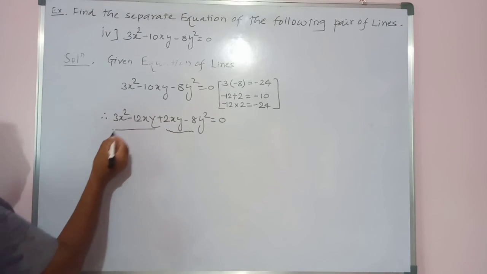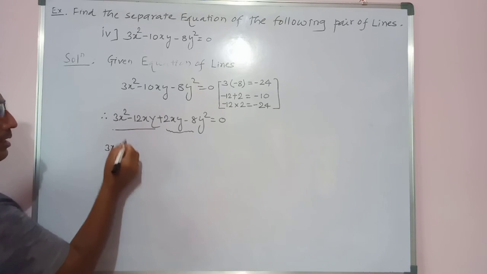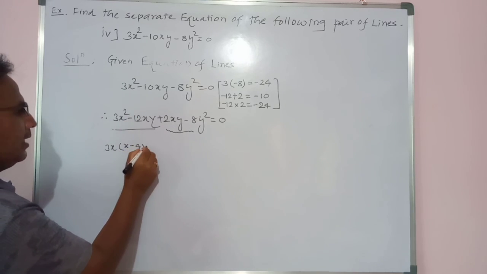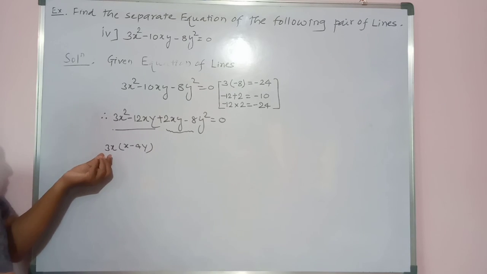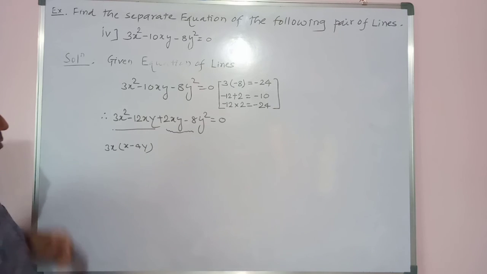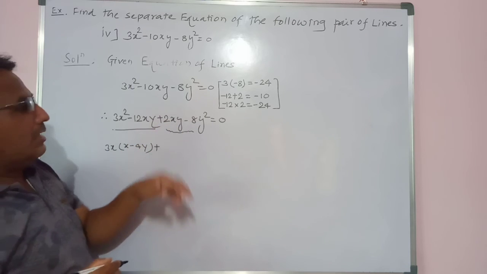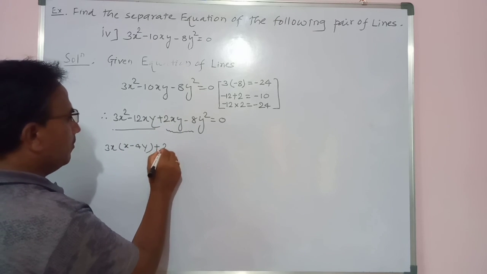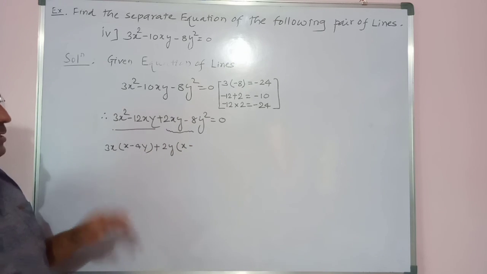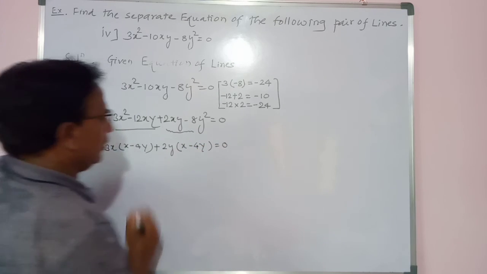Therefore, 3x is common, and the remaining terms in the bracket are x − 4y. 3x into x is 3x², and 3x into −4y is −12xy. Then in 2xy − 8y², 2y is common, and the remaining terms in the bracket are x − 4y, so 2y(x − 4y) = 0.